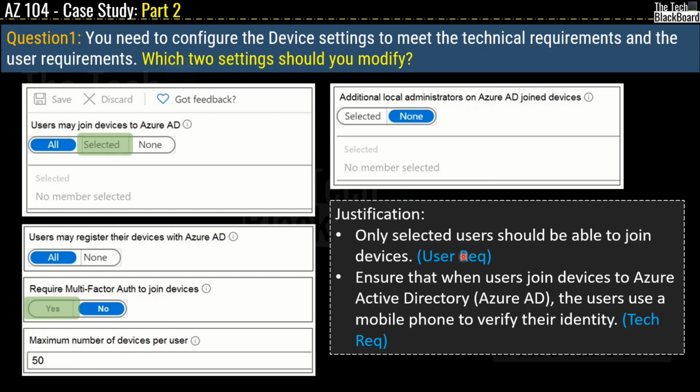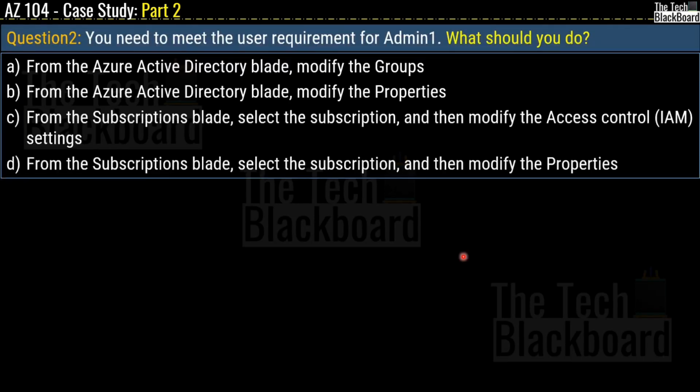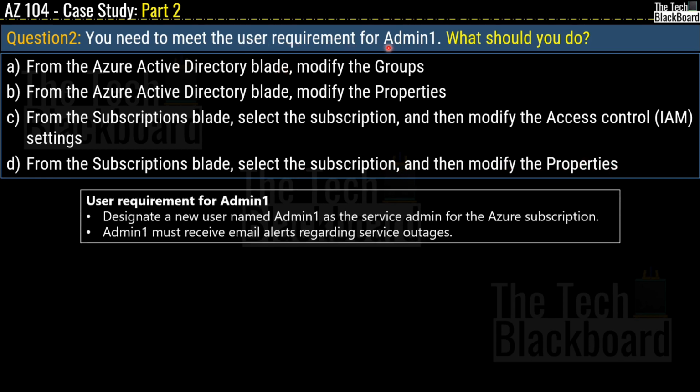Now let's move ahead with the second question. Here comes the second question, which says that you need to meet the user requirement for admin1. What should you do? Your options are: from the Azure Active Directory blade, modify the groups. Second option is from the Azure Active Directory blade, modify the properties. The third option is from the subscription blade, select the subscription and then modify the access control setting. The fourth option is from the subscription blade, select the subscription and then modify the properties. And before I tell you the correct answer, let's see which user requirement we are talking about.